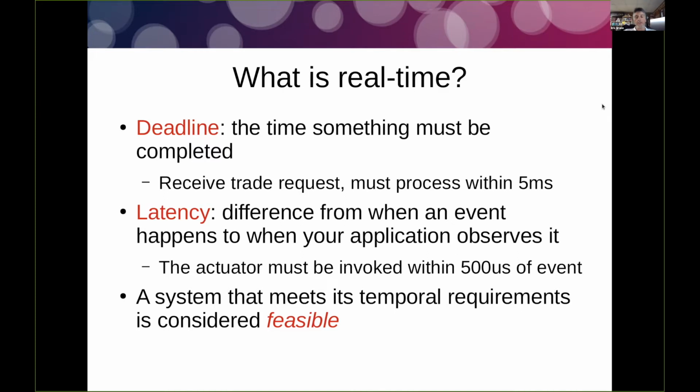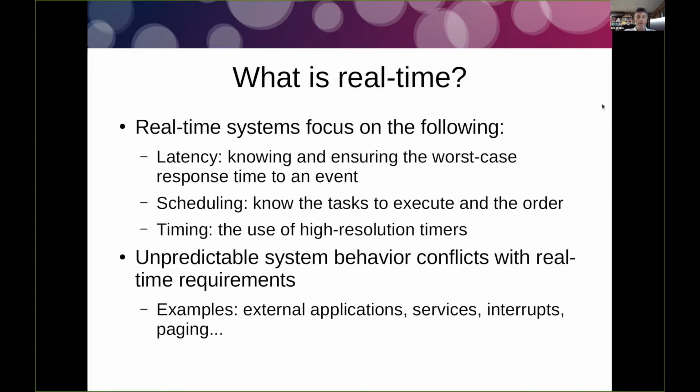When I say the word latency, what I mean is the difference between when an event happens and your application observes it. So if you say that an actuator must be invoked within 500 microseconds of an event, anything beyond that is considered unacceptable latency. Every system has latency, and you have to be able to control that. And it's really also about being predictable. I think the next slides start talking about that.